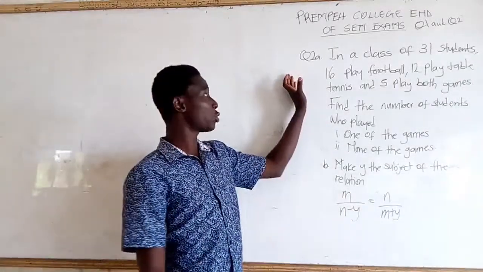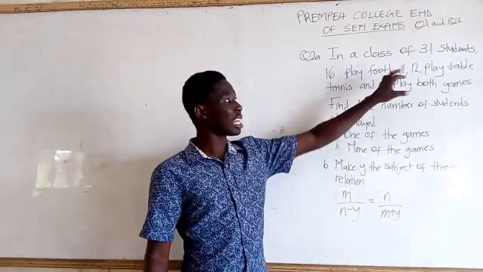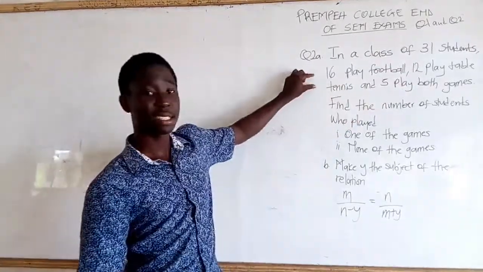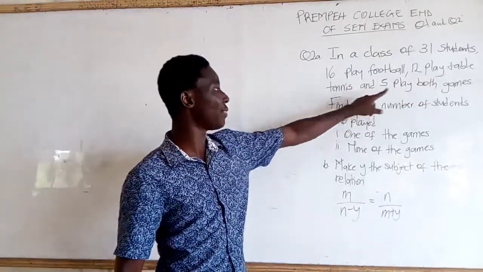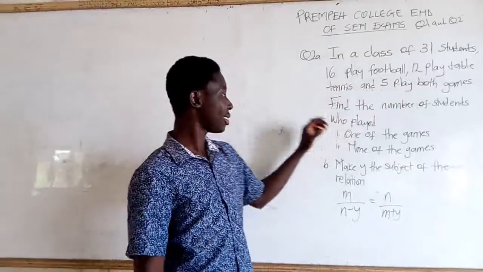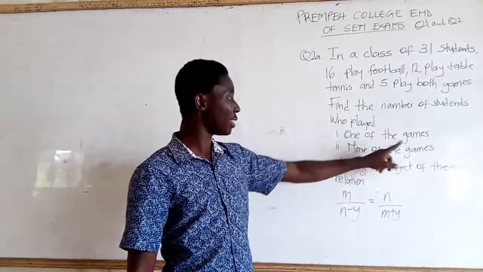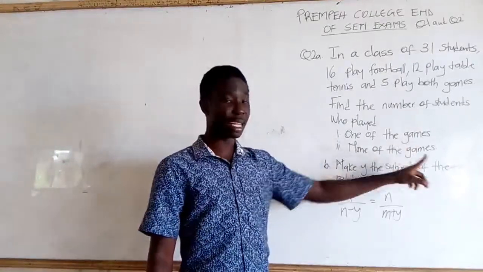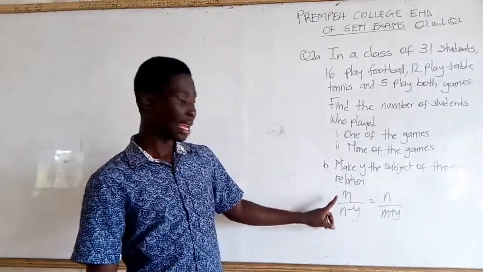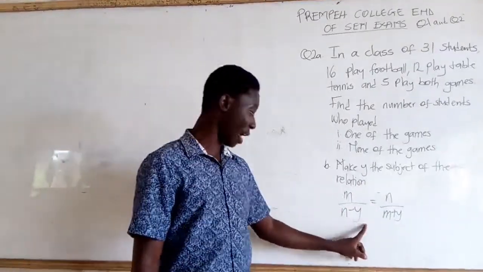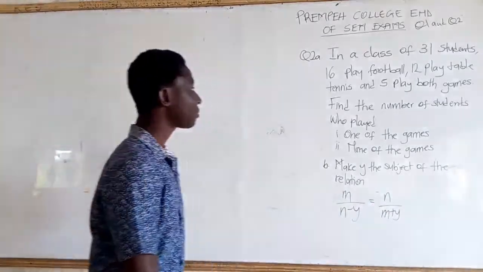Now this is question number 2 for Prempeh College end of sem exams. The question reads: in a class of 31 students, 16 played football, 12 played table tennis, and 5 played both games. Find the number of students who played (i) one of the games, (ii) none of the games. B: we are to make y the subject of the relation m over n minus y is equal to n over m plus y. Now let's start.